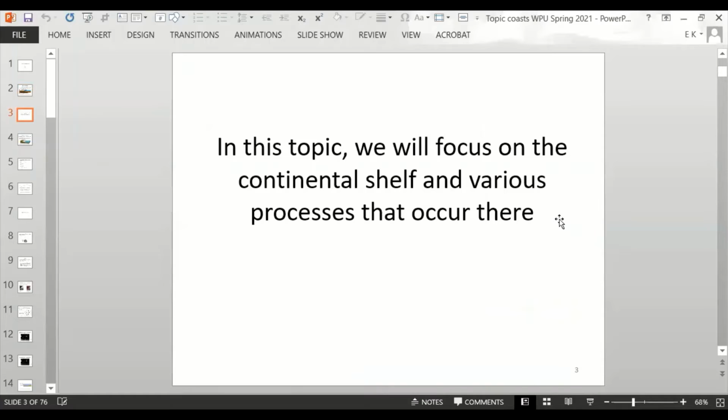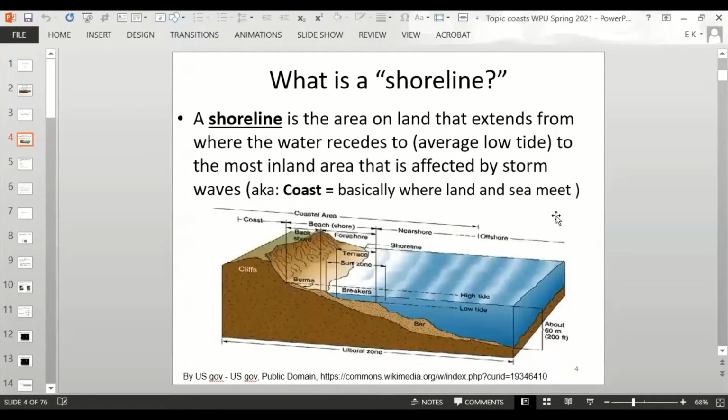So in this topic on coasts, we're going to focus on the continental shelf and the various processes that occur there. So what is a shoreline? A shoreline is the area on land that extends from where the water recedes to during low tide to the most inland area that is affected by storm waves. This is also the coast. Okay, so basically it's where the land and the sea meet.